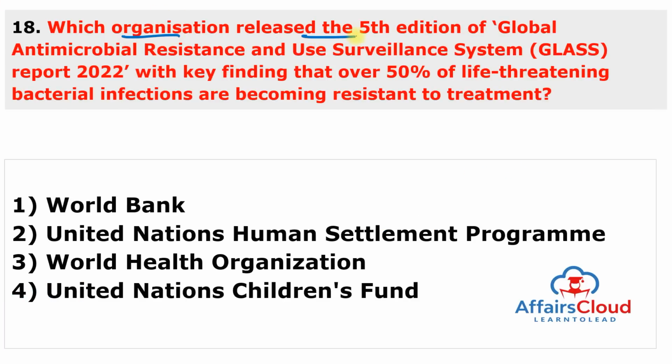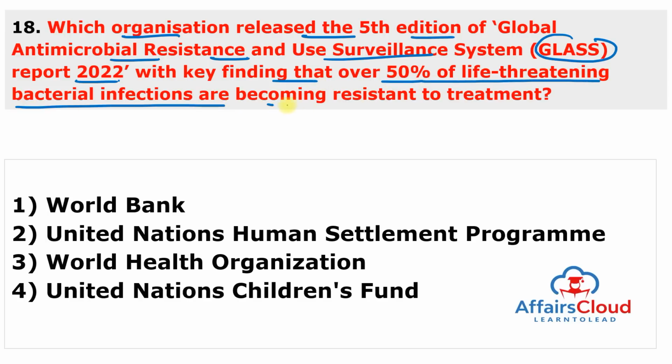Which organization released the 5th edition of the Global Antimicrobial Resistance and Use Surveillance System, which is known as GLASS report of 2022, with the key finding that over 50% of the life-threatening bacterial infections are becoming resistant to the treatment? And this is one and only World Health Organization. So answer of this question is 3.